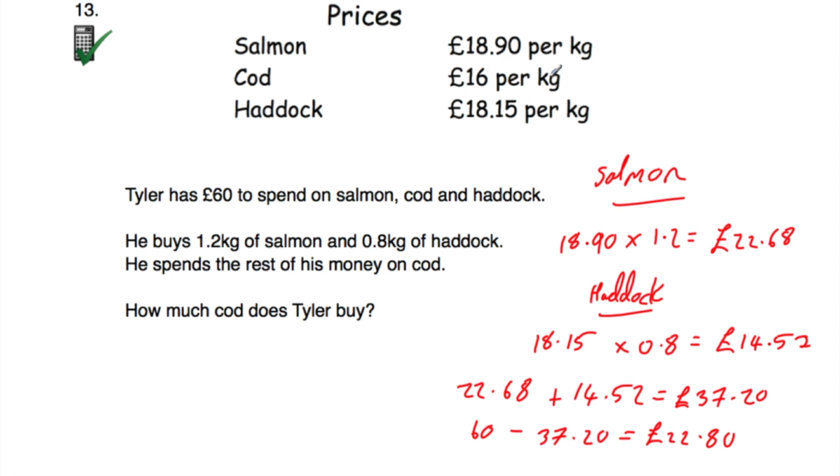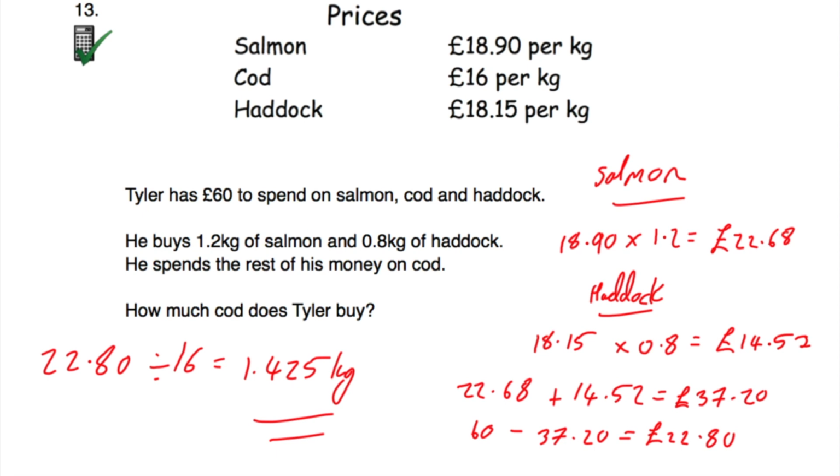And it costs £16 per kilogram. So you can see he actually buys more than a kilogram because a kilogram is £16. He doesn't buy 2 kilograms, that'd be £32. So it's going to be between 1 and 2 kilograms. And if we divide how much he spends, the £22.80, by the cost per kilogram, which is £16, that would tell us how much cod Tyler buys. So £22.80 divided by 16 is equal to 1.425 kilograms. So that means that Tyler buys 1.425 kilograms of cod, and that's it.